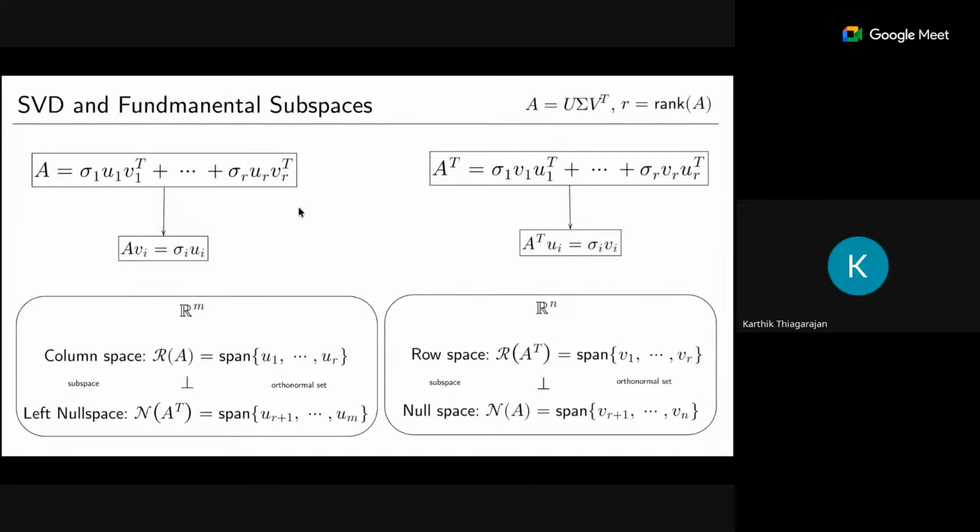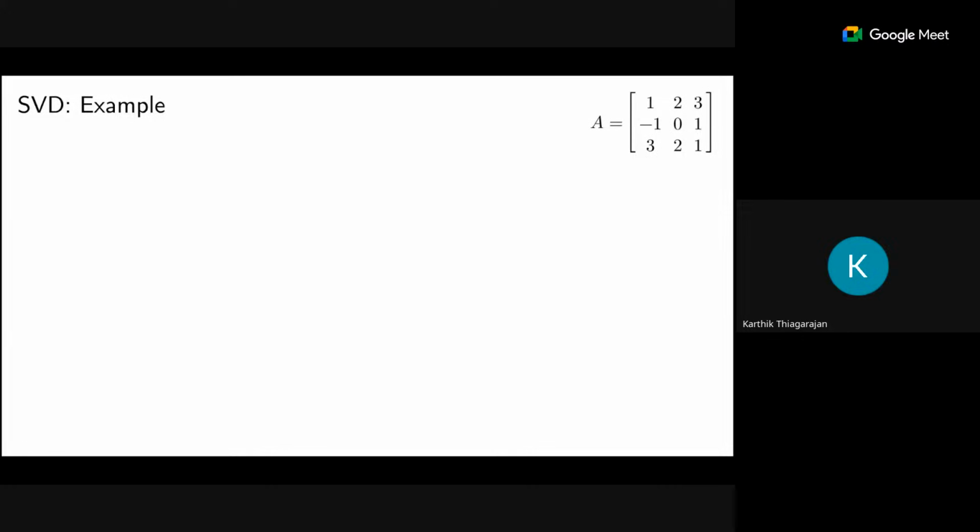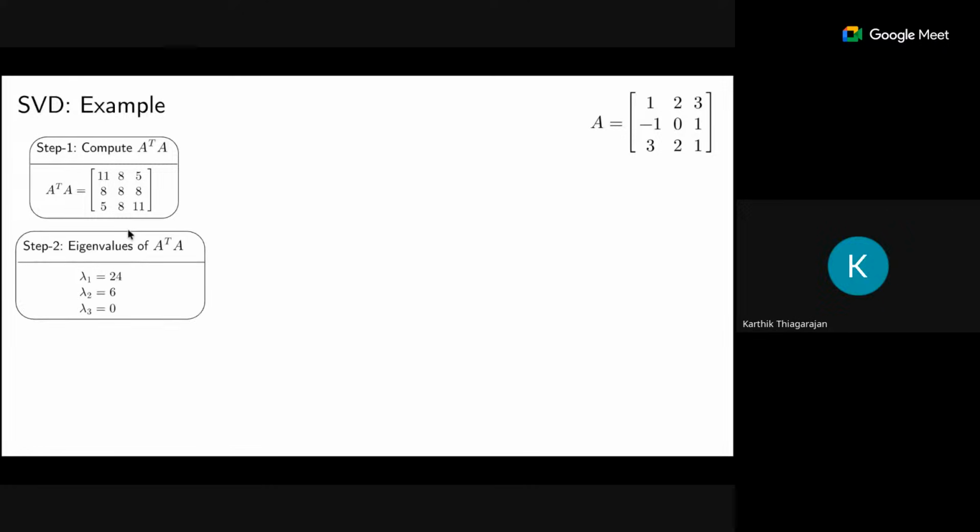Next, an example. I won't work this one out; you can work it out later. If you have a matrix like this, what steps do you follow? What is the first step? You compute A transpose A or A A transpose, depending on the shape of the matrix. In this case, let's start with A transpose A. That will be step one. Step two will be computing eigenvalues and eigenvectors. In this case, they turn out to be nice, distinct eigenvalues.